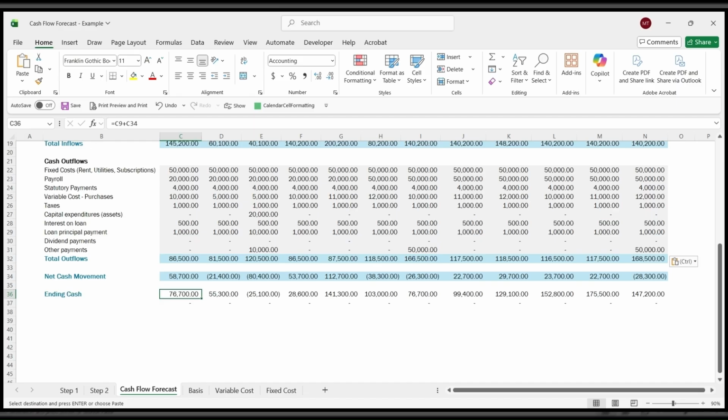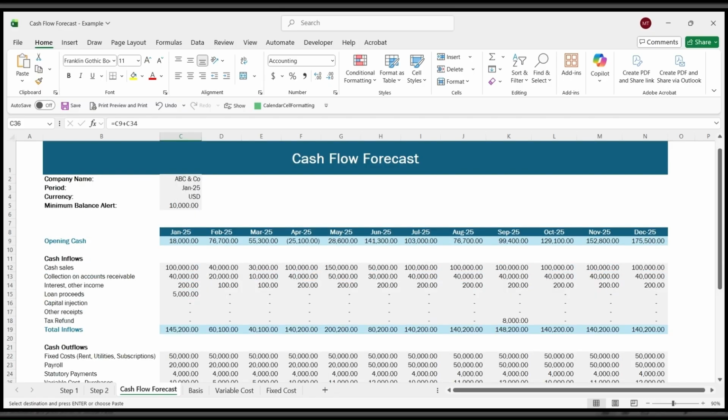The cash position for January looks good as we would have enough cash to pay for all our expenses. It would ensure smooth operations of our business and we would have extra cash to spend for any unplanned expenses. It's a good practice to have a minimum balance limit to provide cushion for any unexpected expenses. In this example, I have set the minimum balance to $10,000. You can choose a different amount based on your business.